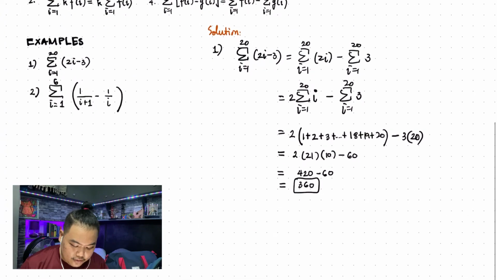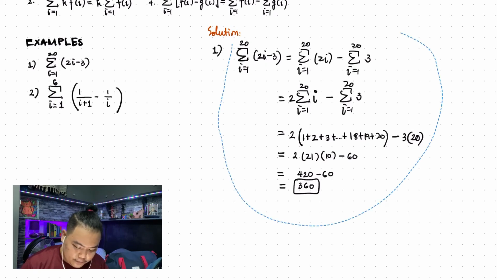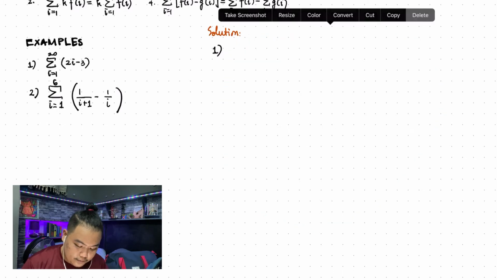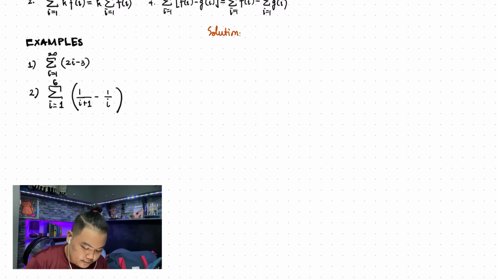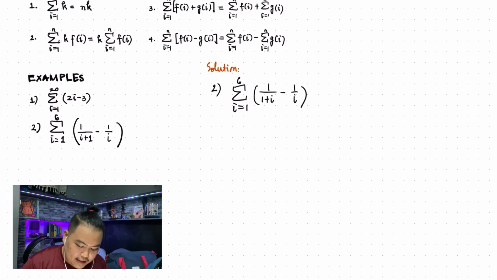Doon naman tayo sa susunod nating example, which is number 2. So, pwede ko na sigurong burahin ito. So, kokopyahin ko lang si number 2. 1 over 1 plus I minus 1 over I. So, parang ang magagamit lang natin dito is this rule, yung distribution. So, anong lalabas?